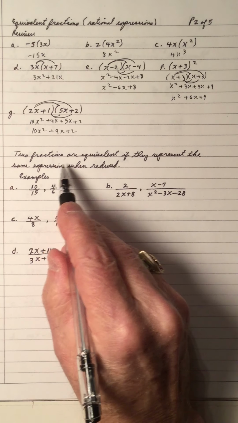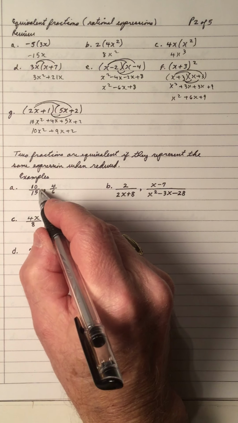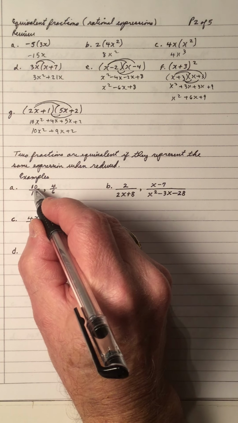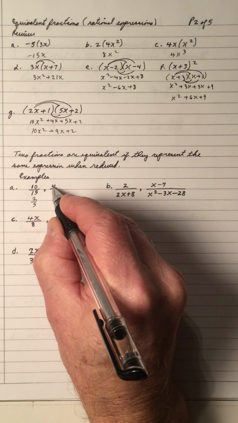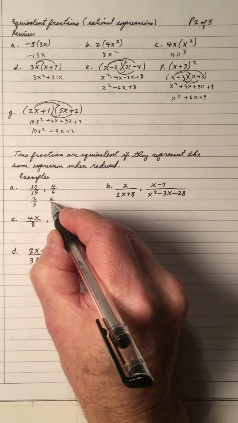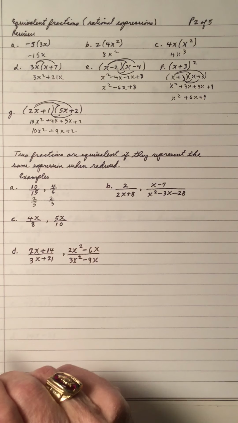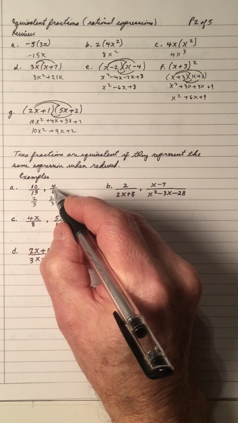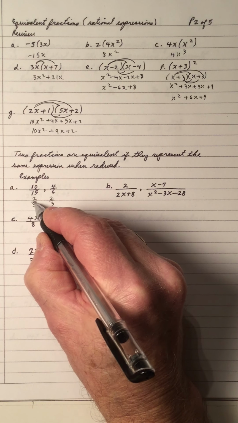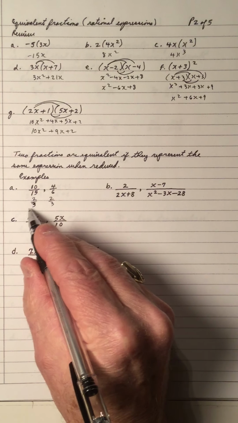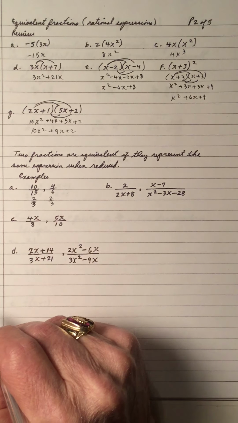Also, two fractions are equivalent if they represent the same expression when reduced. So if you reduce 10 over 15, 5 into 10 goes 2, 5 into 15 goes 3. 2 is a GCF, 2 into 4 goes 2, 2 into 6 goes 3. So by reducing these, you can see that, whoa, look what I did. I did the reverse. I didn't get the same number, so they weren't equivalent.